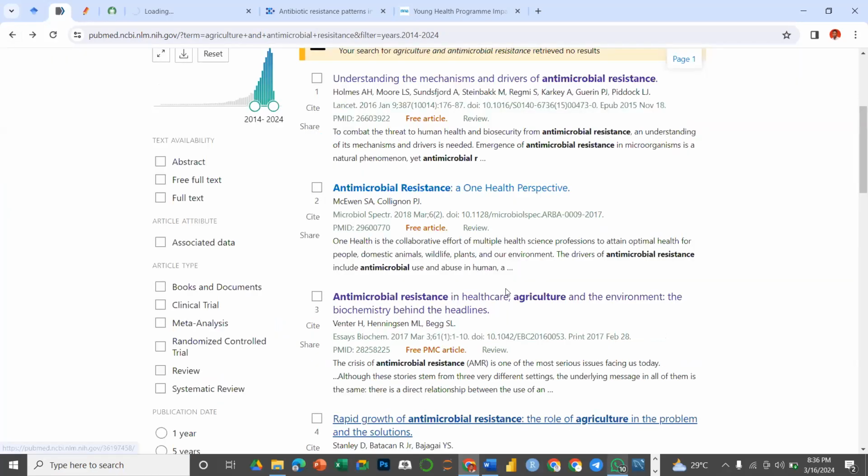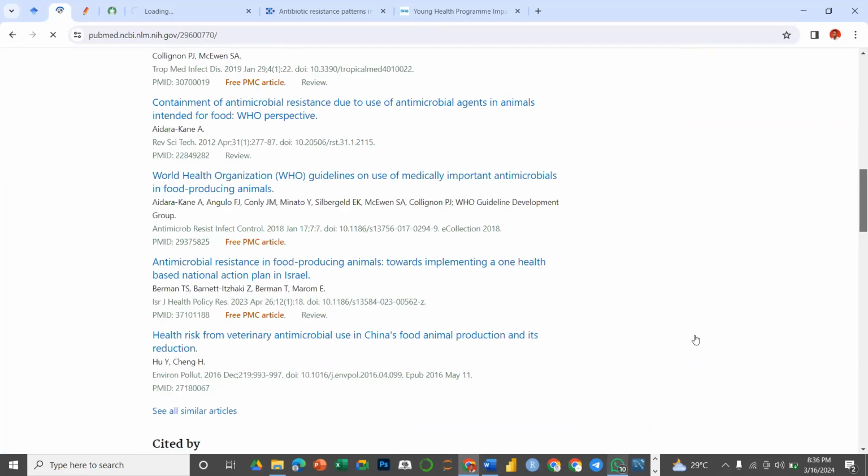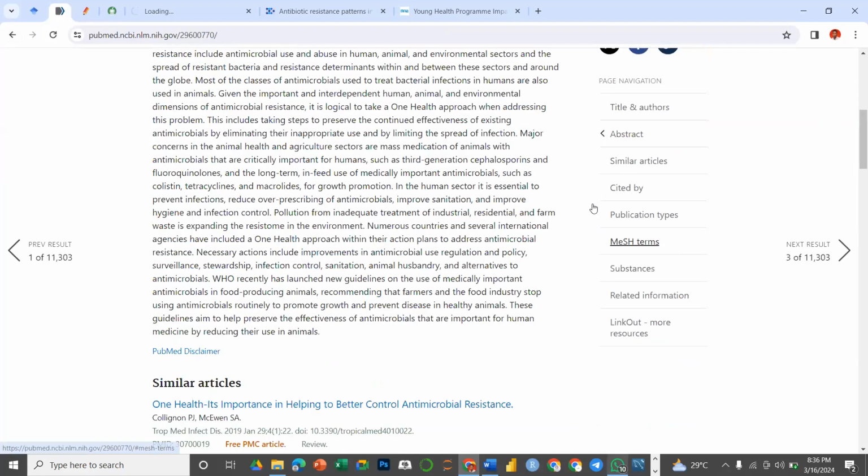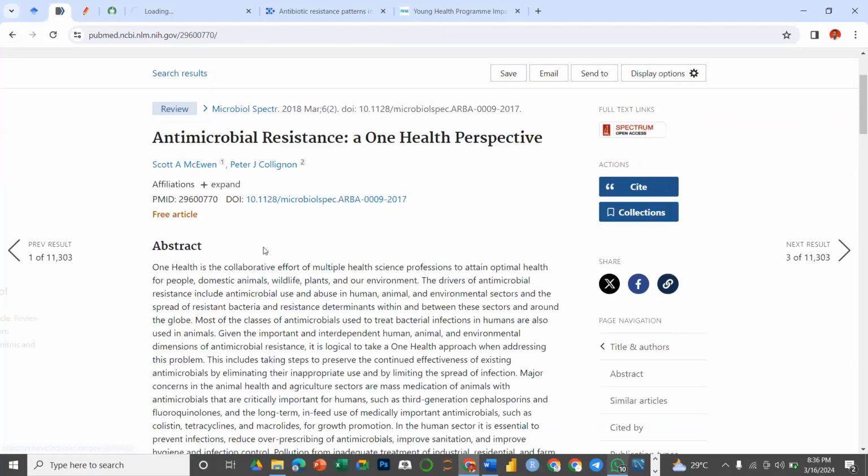So this is antimicrobial resistance in One Health perspective. This is the article I want to use, and I just check the references. I don't know why it's not showing me the references. Anyways, let me go to the real site.